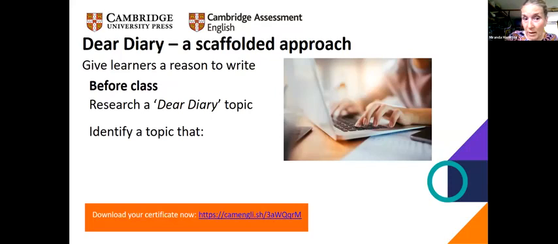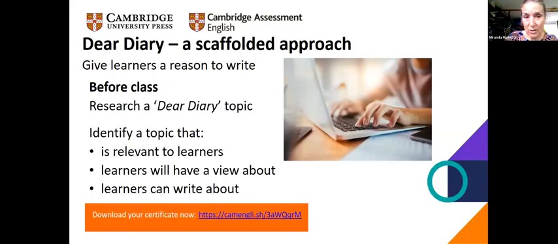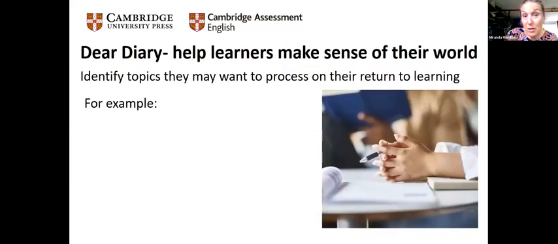Identify a topic that is relevant to your learners, that is something that you know that your learners will have a view about, something that they will have something to say about. If they've got a view, they've got something to say, so they've got something to write. And this is really key to this scaffolded approach. But we don't go straight into writing.